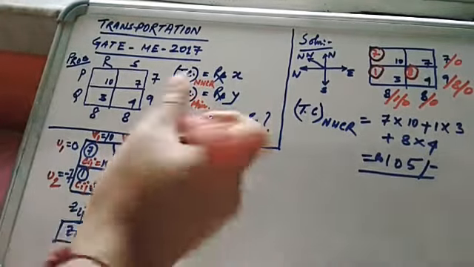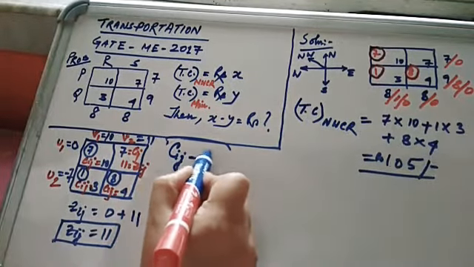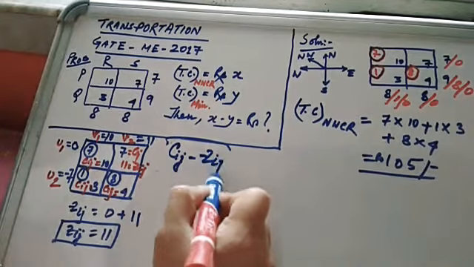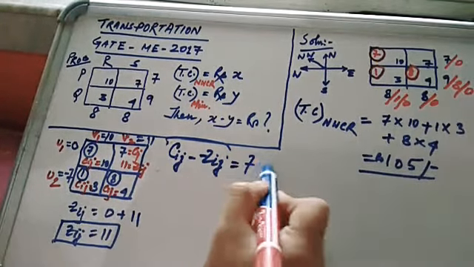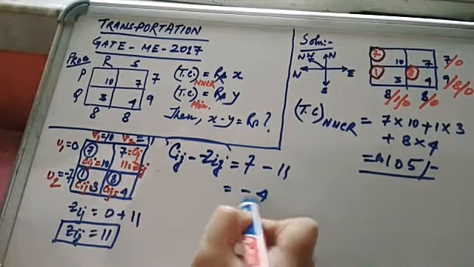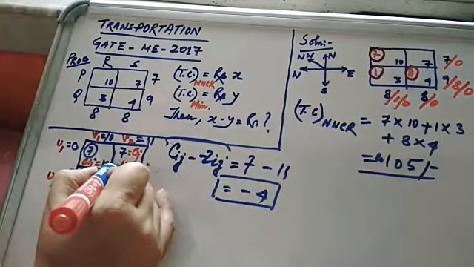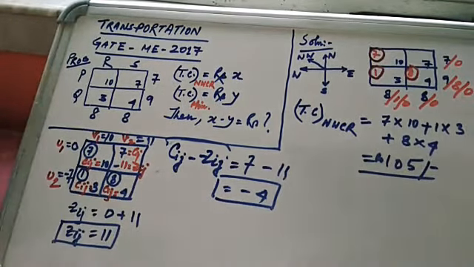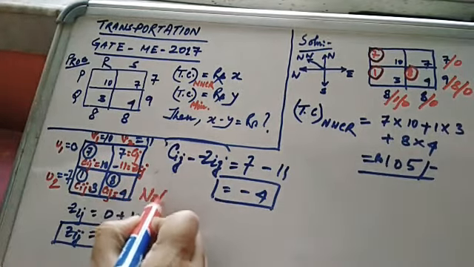You can see we have got Cij minus Zij for this unallocated cell, where Cij is 7 and Zij is 11, which gives you minus 4. So it becomes negative. So we can easily say that this table is not optimal.